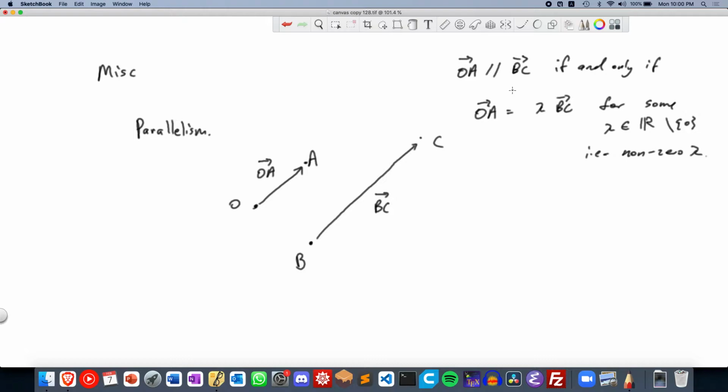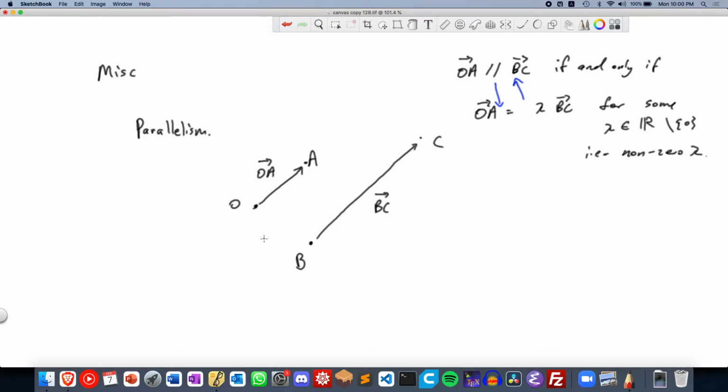And likewise, it goes the other way, that if the two vectors are parallel, then you can find some real number lambda that will scale BC to give you OA. So the if and only if simply describes that in terms of logic: if you can find some lambda that scales BC to give you OA, then the two vectors are parallel. And the other direction would be if the two vectors are parallel, then you can find some lambda that satisfies OA equals lambda BC. Okay, so that's what it means by if and only if.